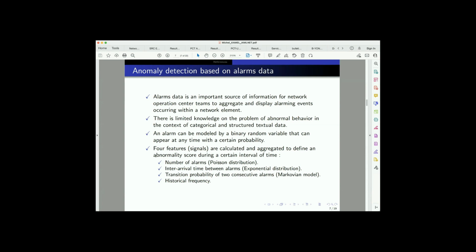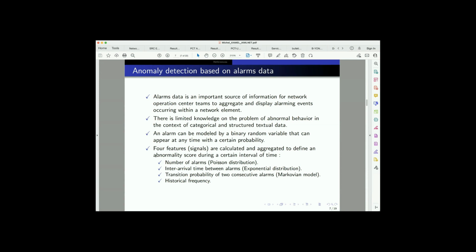In our research here, we created 4 signals or features that are calculated from the raw data and then aggregated on each interval of time to start saying something about the underlying data. Those 4 features are the number of alarms in, let's say, X number of minutes. How many alarms do I have on each network element?